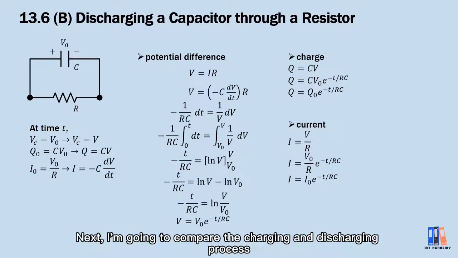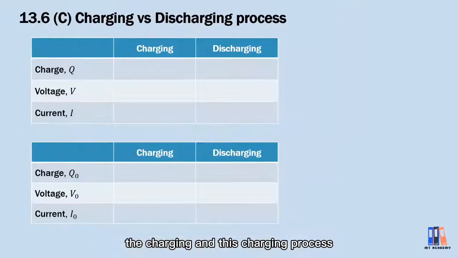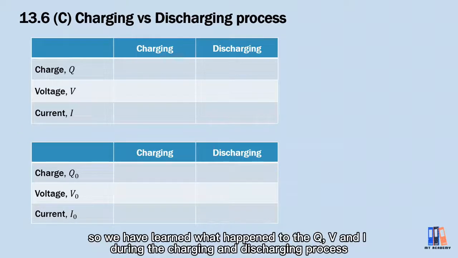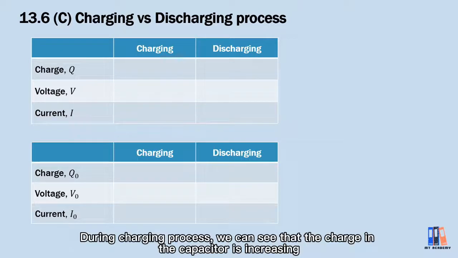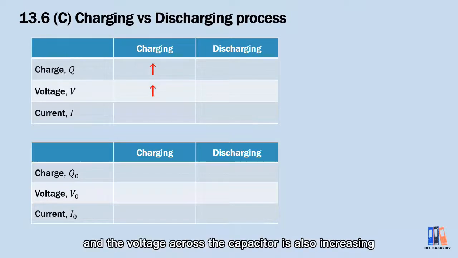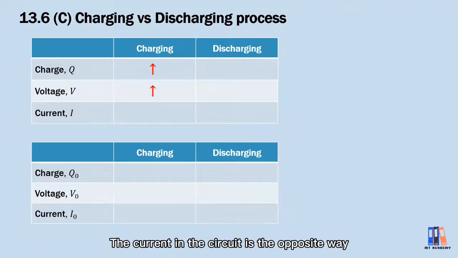Next, we're going to compare the charging and discharging processes. We have learned what happens to Q, V, and I during the charging and discharging processes. During the charging process, the charge in the capacitor is increasing, and the voltage across the capacitor is also increasing. The current in the circuit is the opposite: it reduces exponentially with time when the capacitor is almost fully charged.